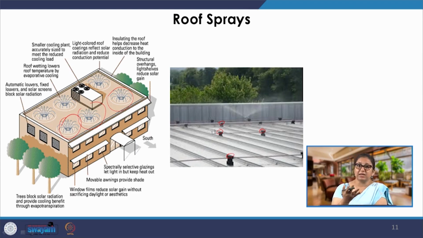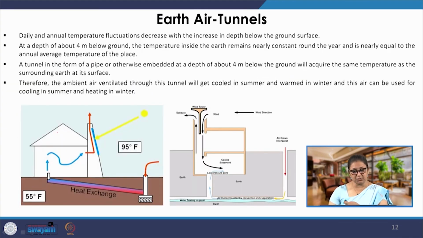The water is taking up the heat and evaporating. It is a simple process, but it takes some amount of energy which is much lesser than the energy which we would require to cool down the space indoors if this entire heat is going to get transferred inside. So, all the heat that is absorbed by the roof is going to be taken out at a much smaller cost. That is what the roof spray would do.